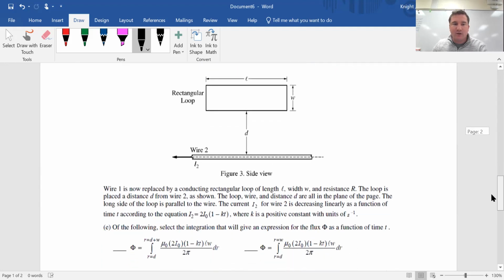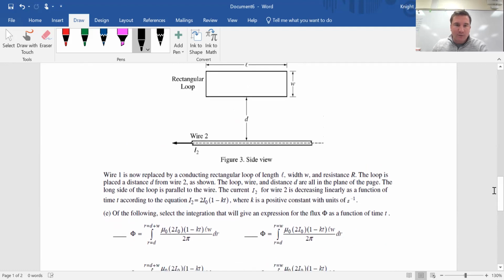If we slide down to the second section, wire 1 is replaced with a conducting rectangular loop of length L and width W with resistance R. The loop is placed a distance D from wire 2 as shown. The loop, wire, and distance D are all in the plane of the page. The long side of the loop is parallel to the wire. The current I2 for wire 2 is decreasing linearly as a function of time according to the equation I2 equals 2 I naught times (1 minus KT), where K is a positive constant with units of s to the minus 1. Of the following, select the integration that will give an expression for the flux as a function of time.